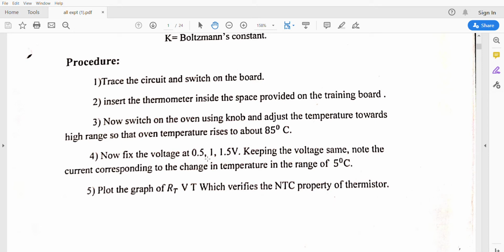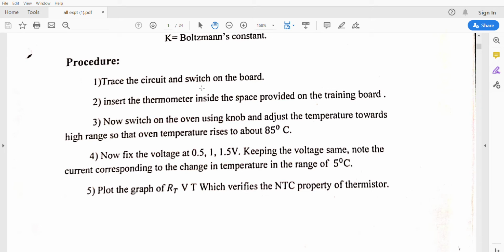Now fix the voltages at 0.5 volts, 1 volt and 1.5 volts. Keeping the voltage the same, note the current corresponding to the change in temperature in the range of 5 degrees or 10 degrees centigrade. Plot the graph between the resistance R_T at the temperature T versus temperature. So we have to understand only the step by step procedure.